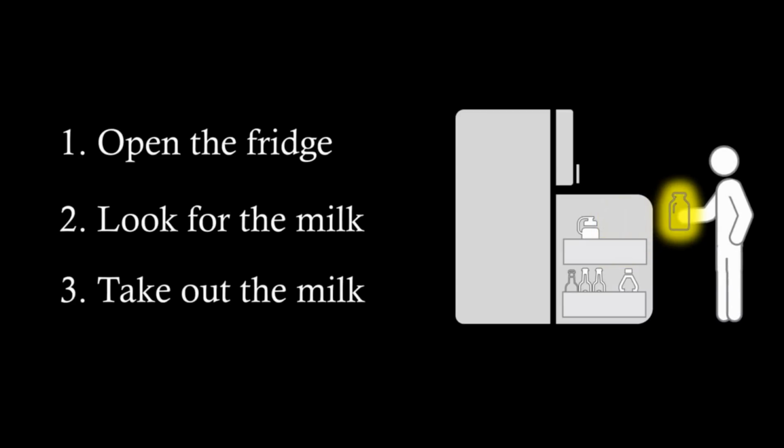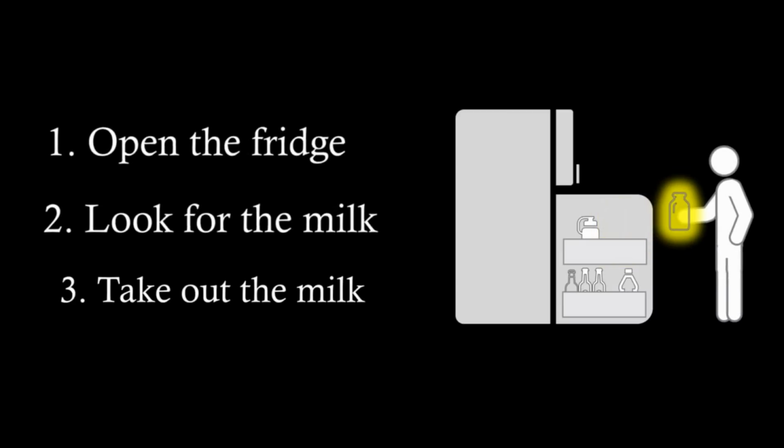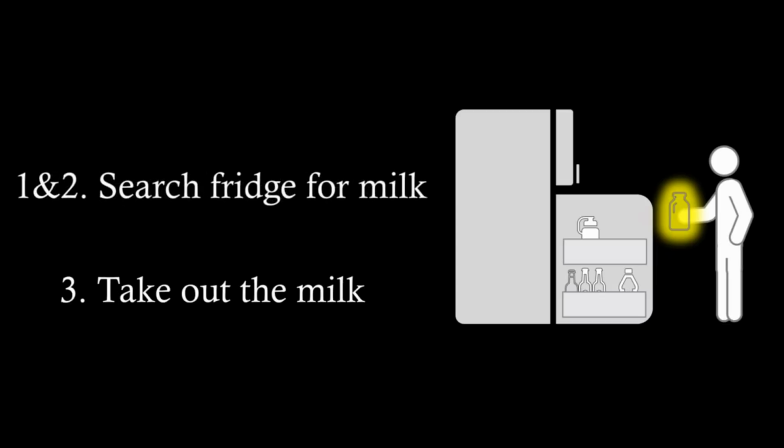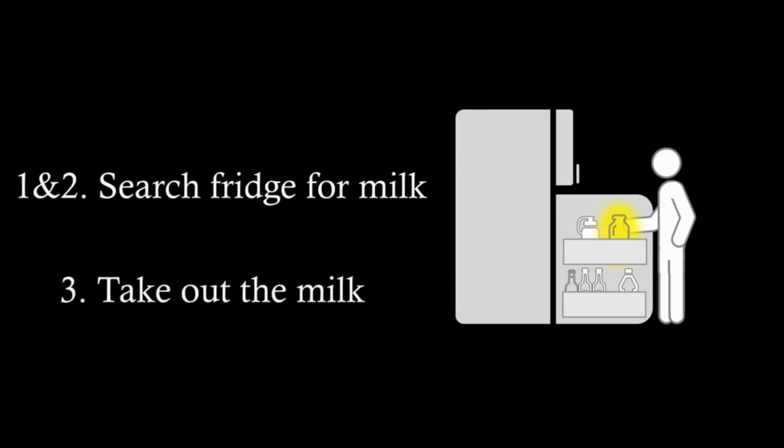Consider this three-step procedure for getting milk from the fridge. 1. Open the fridge. 2. Look for the milk. 3. Take out the milk. We can connect the first two steps into one action using and then. If we open the fridge and then look for the milk, we'll say that it's the same as searching the fridge for milk. Now the procedure is search the fridge for milk, take out the milk.